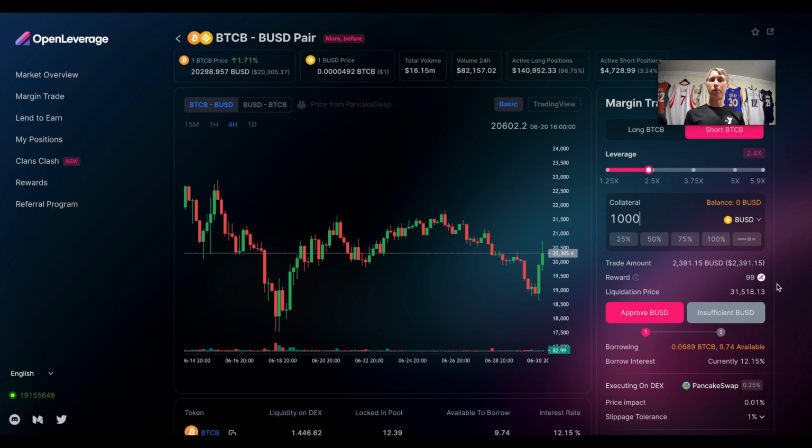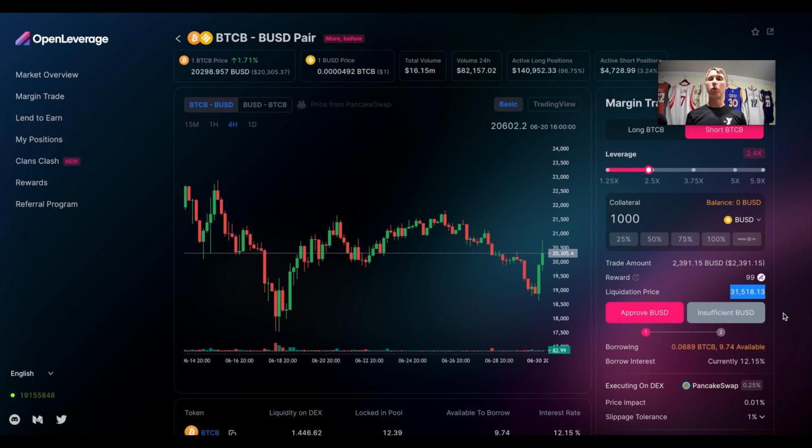What this would allow me to do is first, I would get a reward in the OLE token, and it would allow me to borrow 0.06 BTC. So right now at this position, I would be taking a 2.5 times short Bitcoin position. What would have to happen for me to get liquidated is that the price of Bitcoin would have to go to 31.5K. When this happens, I will lose all of my collateral. So all of my BUSD will be liquidated.